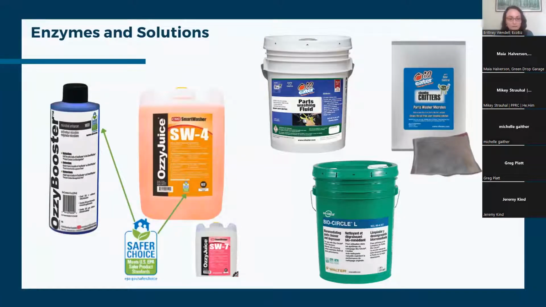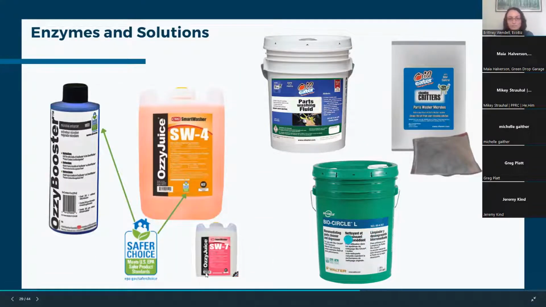And some unit manufacturers recommend this Aussie Juice and Aussie Juice Enzyme Booster. Other systems may recommend use of their own or other fluid and enzyme products. Whenever possible, we recommend looking for these third-party certified safer options for the cleaning products. So the Aussie Juice Booster and this SW4 solution have this EPA Safer Choice logo, and you'll see the label on the actual products.